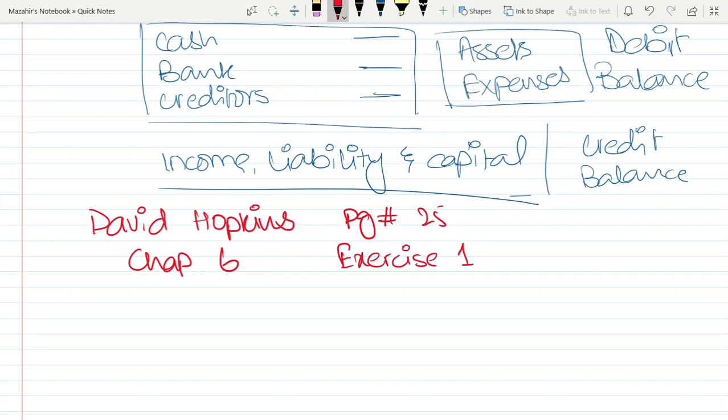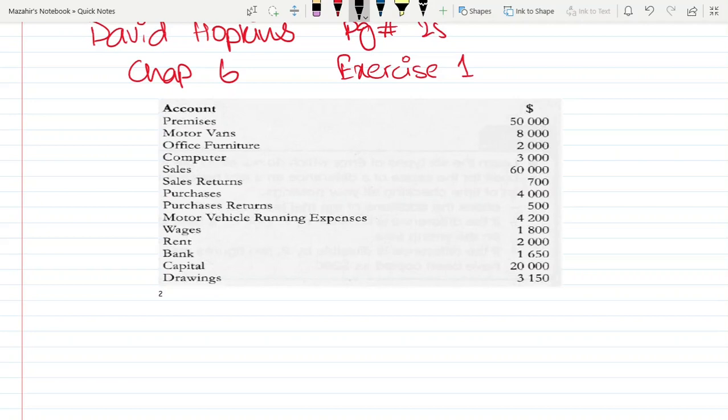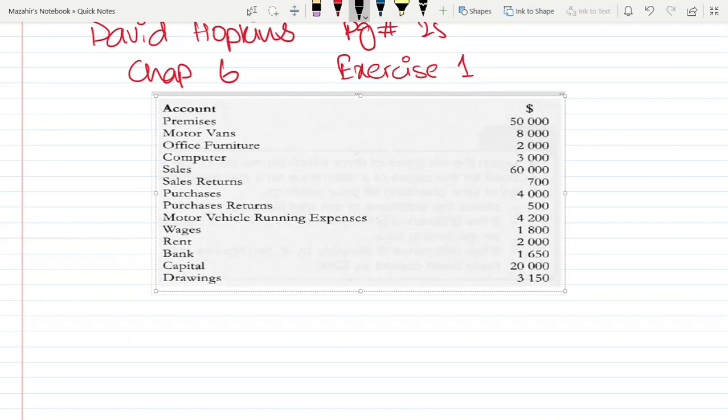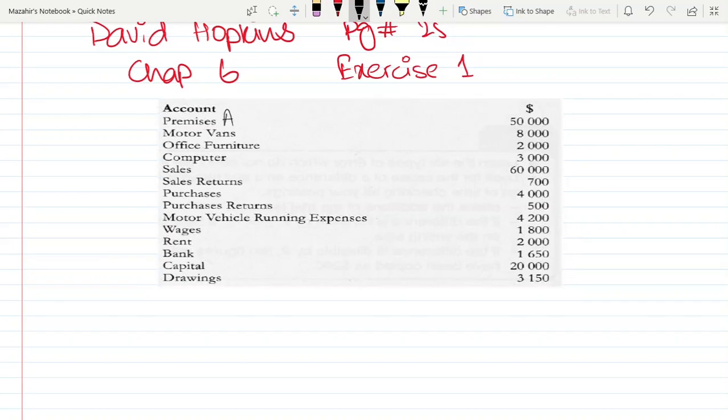So let's start with the example. This is the question that I just mentioned. You can find it in the book, or you can use this also. So first, I would like that we categorize our line items here, and then we will discuss the format. At first, premises, it's an asset. Motor van, an asset. Office furniture, an asset. Computer, an asset. Sales or income. Sales return, that is a contra account for income. Purchases, that is our expense, and purchase return, that is contra for expense.